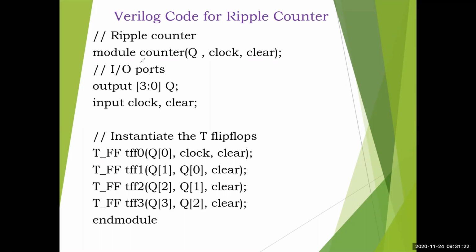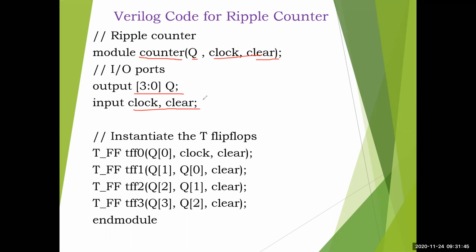Okay, so module name was counter. I have given q. So this is the main program. Q, clock and clear, so you can look at the diagram there. Clock and clear are the inputs, q is the output, and it is a 4-bit output, q0, q1, q2, q3. It is declared as a vector, and the inputs are scalar, clock and clear, 1 bit.